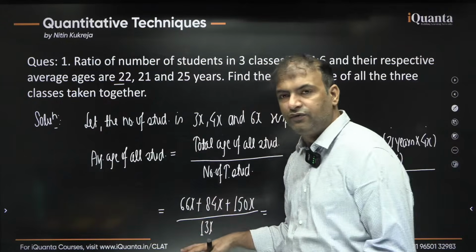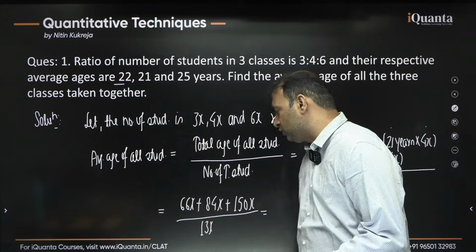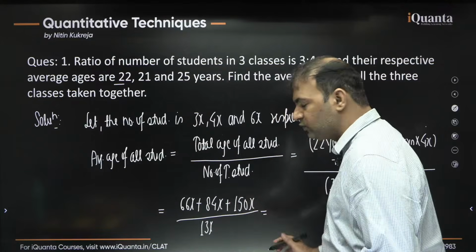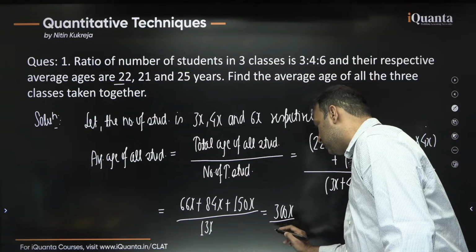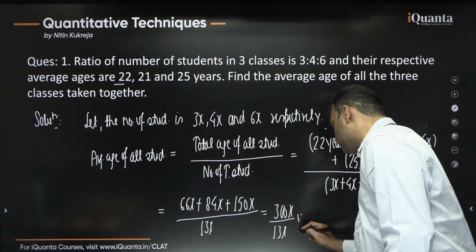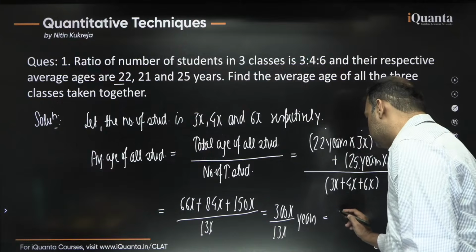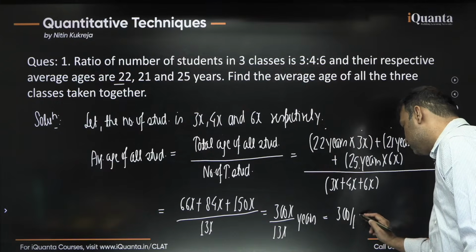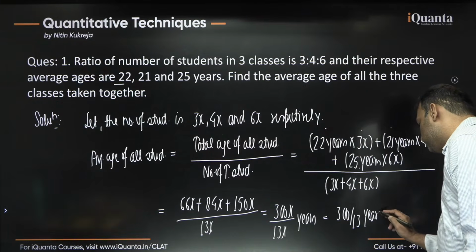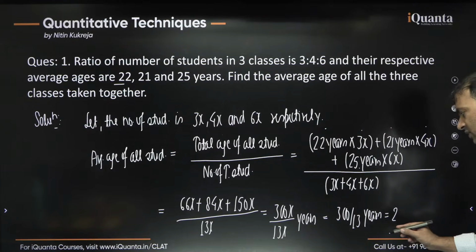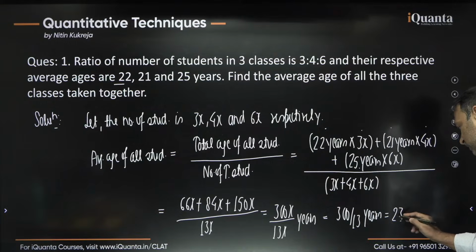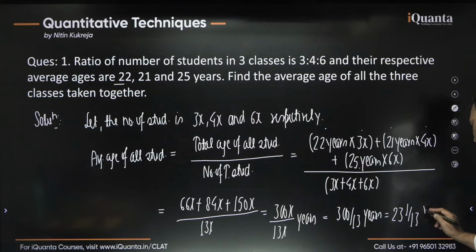Let's just add it first. So 66 plus 84 is 150, 150 plus 150 is 300. That's good. So 300x divided by 13x, x got cancelled out. So this will be 300 by 13 years in the end. That's it. 300 by 13, which we can also write as a mixed fraction. 13 twos are 26, then 40 threes are, and then 1 by 13. Alright. So this should be the average age of all the 3 classes combined, right?